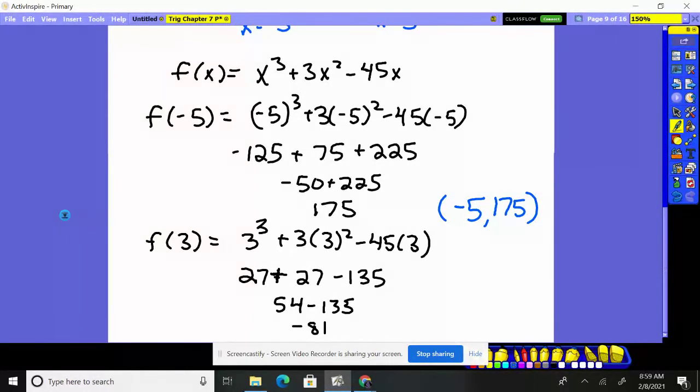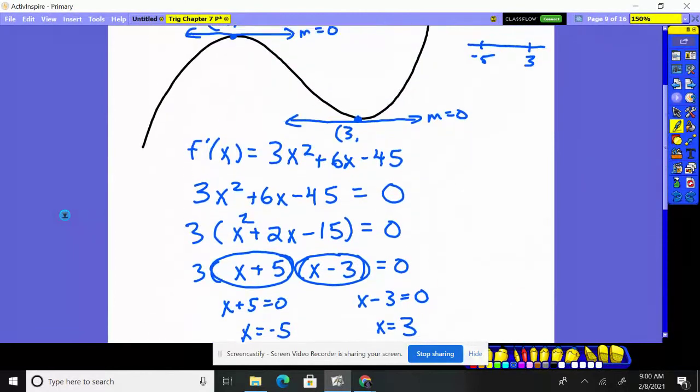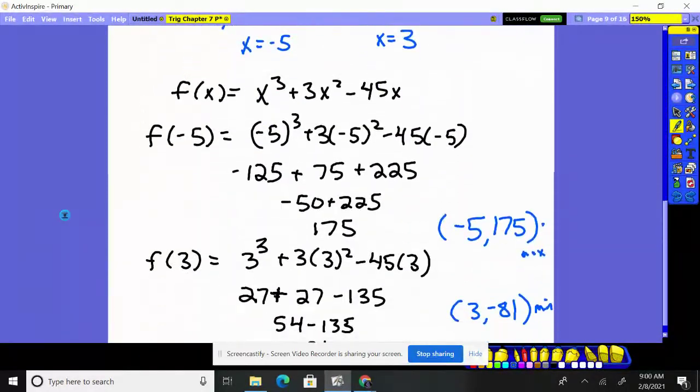So 3, negative 81 is another critical point. Now, obviously, you can see this is at a height of 175, height of negative 81. You can see this is your minimum, and this is your maximum, but we already said that up above. Okay, so those are our points.